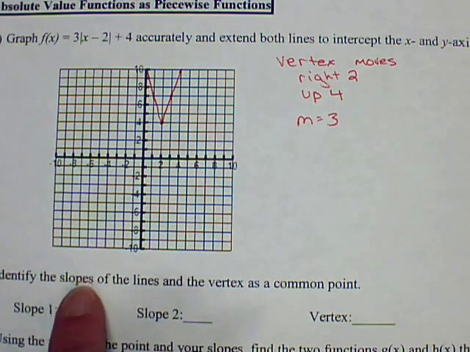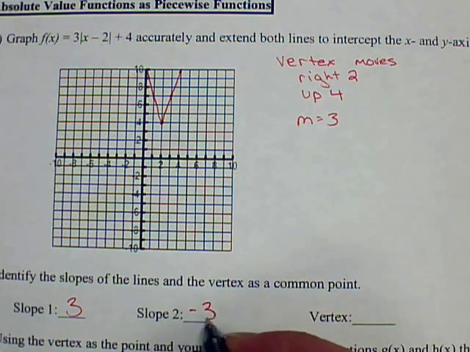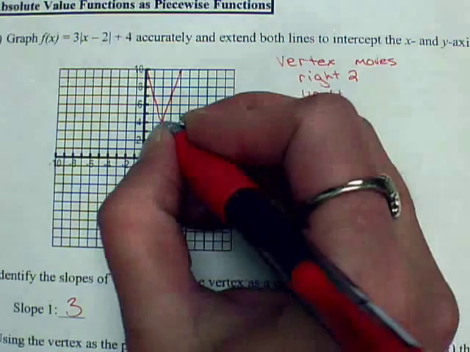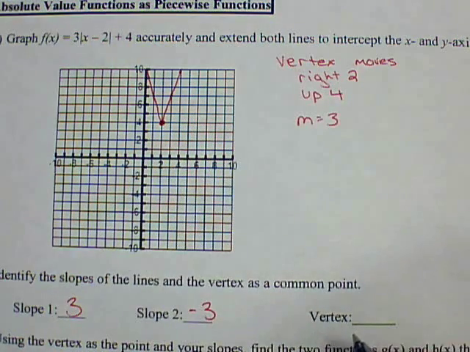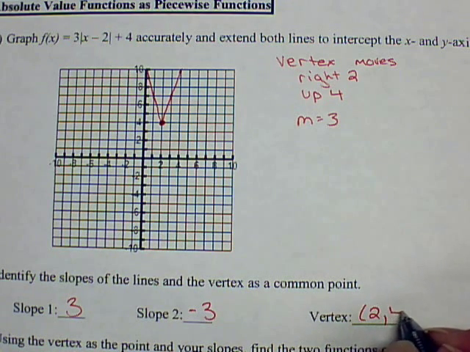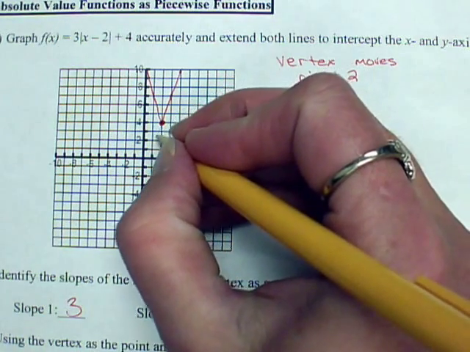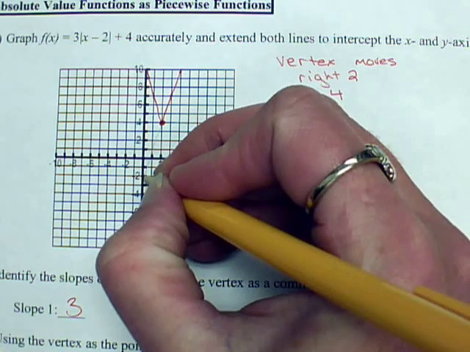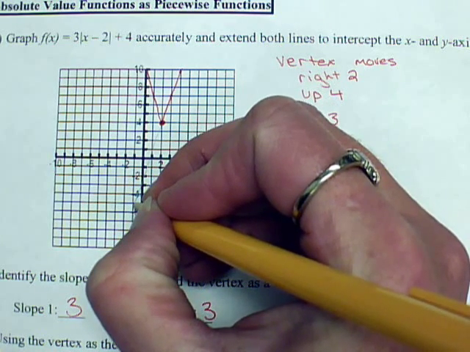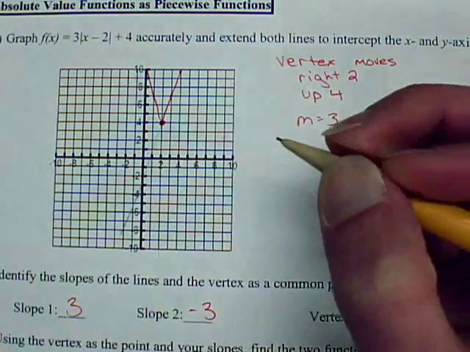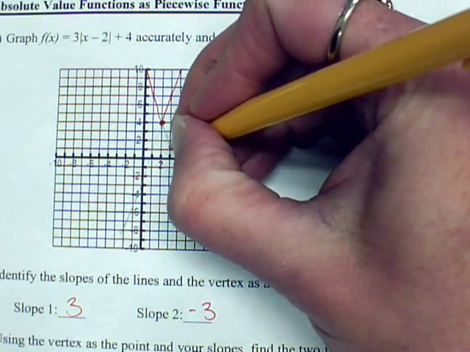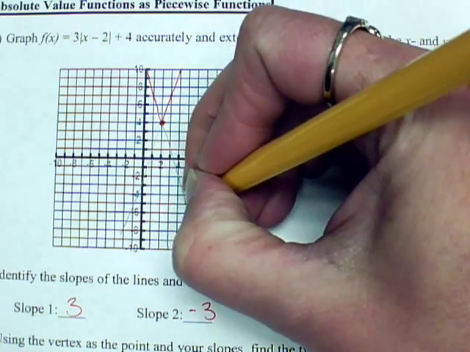Now, let's walk through this. What are the slopes? Well, one slope is 3 and the other one is negative 3. The vertex, this common point here, is the point (2, 4). Now, technically, what we have is really two lines put together, but only parts of them. Do you see that if I continued on, I'd have a straight line going this way? And if I continued here, I could have a straight line with a slope of negative 3 going this way.